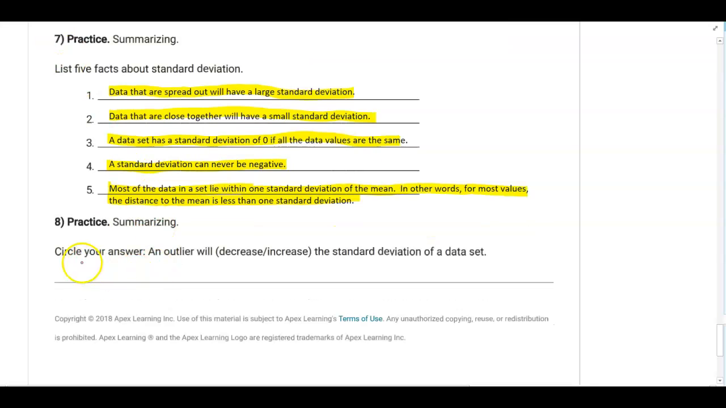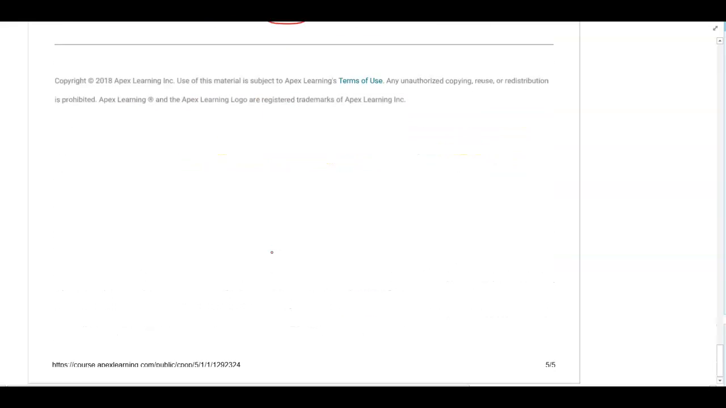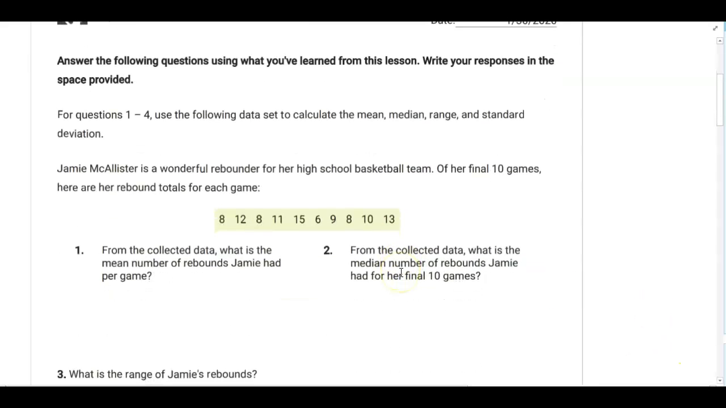So in this last one, if you have an outlier, what will that do to your standard deviation? Well, it spreads your data out more, right? And if it spreads it out more, it increases your standard deviation. Okay? So let's look at the checkup real quick.